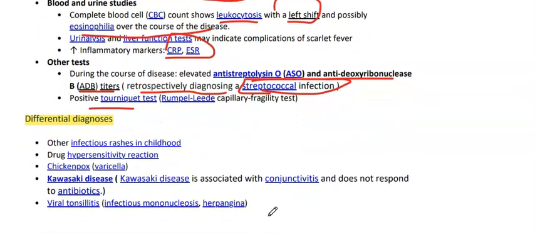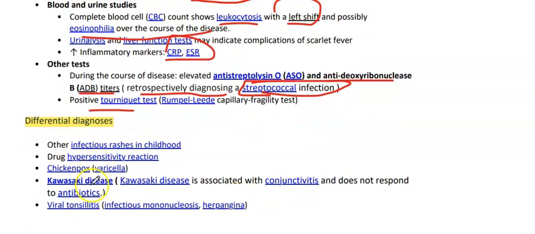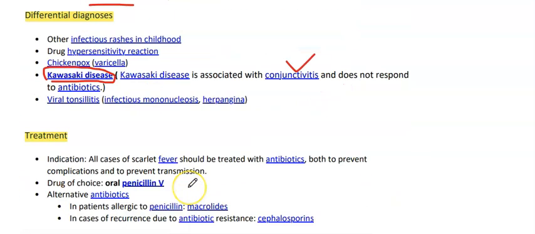Differential diagnoses: there are different DDs. Kawasaki disease is usually very similar to scarlet fever, but it is associated with conjunctivitis and does not respond to antibiotics.